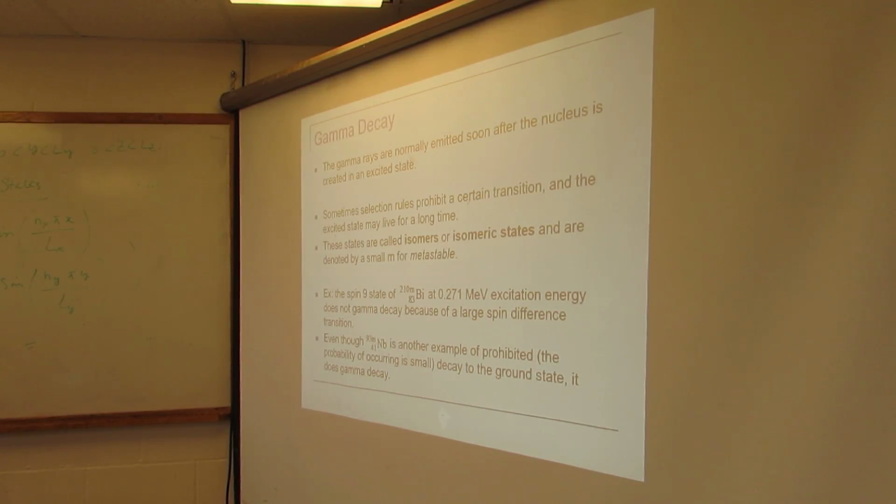Okay, then in this case, the gamma rays are normally emitted soon after the nucleus is created in the excited state. And then sometimes a selection rule prohibits a certain transition, and the excited state may live for a long time. When this happens, we have a kind of metastable state. Actually, we can observe this kind of behavior. Do you remember this kind of sticker that sometimes they put in the children's room that they stay for some time and begin to lose the light? That is phosphorescence, actually.